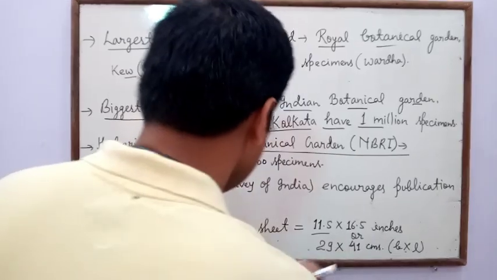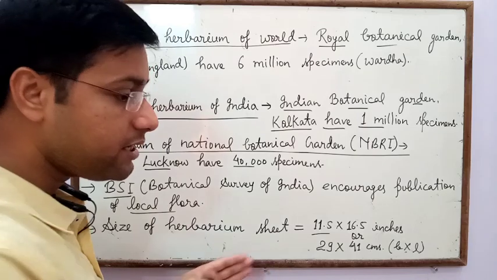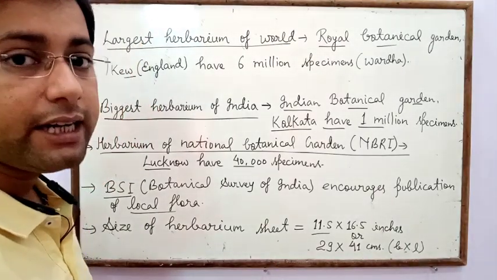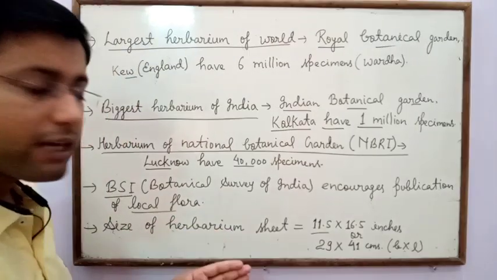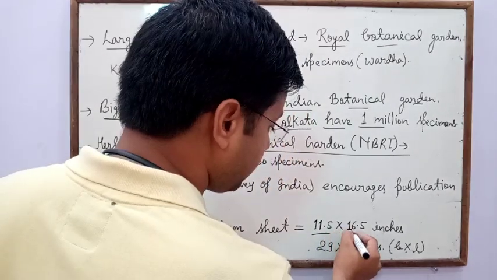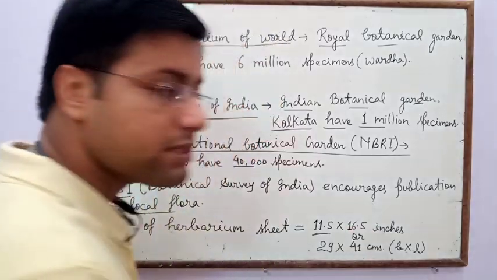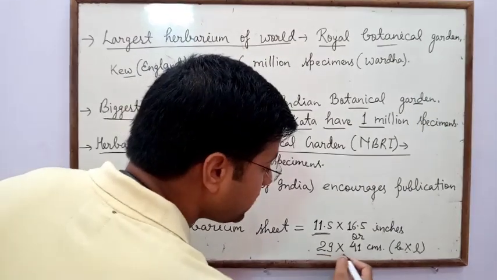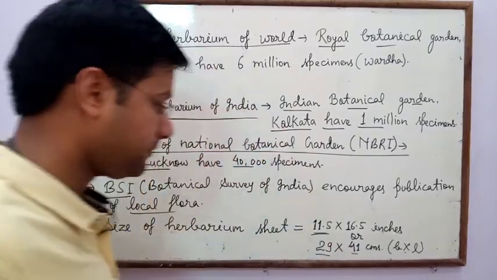This is very important. What is the size of a herbarium sheet? The sheet on which we place the collected specimens of plants. The size of the herbarium sheet is 11.5 by 16.5 inches, and in centimeters it is 29 by 41, that is B into L.